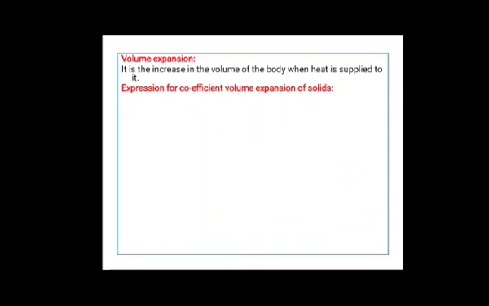Now let us take volume expansion. What is this volume expansion now? It is the increase in the volume of the body when heat is supplied to it.